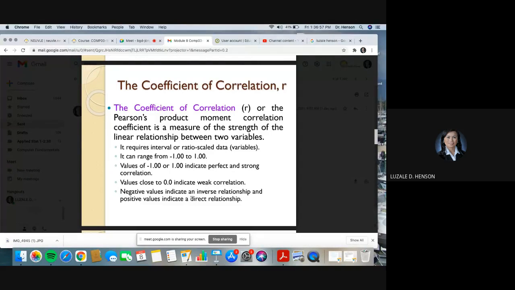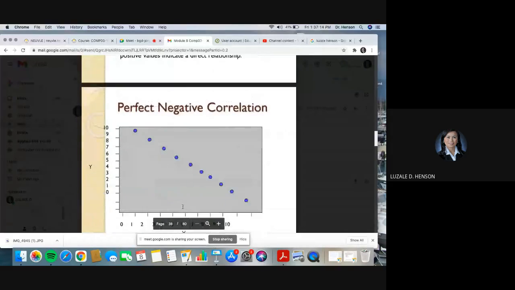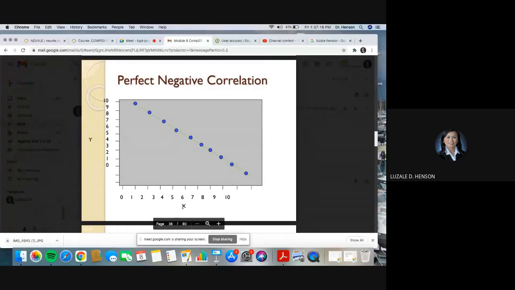Negative values indicate inverse relationship. When you say inverse relationship, while one variable increases, the other variable decreases, and vice versa. And positive values indicate direct relationship. So let's have an illustration of this. What is meant by negative correlation, positive correlation.